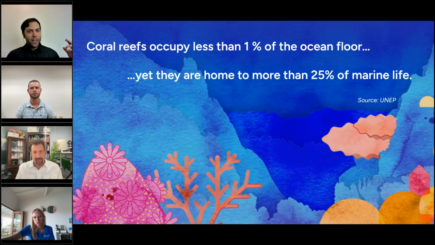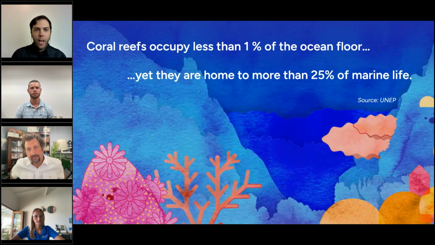They cover less than 1% of the ocean, but are responsible for a quarter of the biodiversity. And they're in real trouble. There's things like ocean acidification, rising temperatures, the impact of tourism, and overfishing. And more recently, and you'll hear a lot more about this in the upcoming talks, mass bleaching, which the whole colony can suffer some pretty irreparable damage.